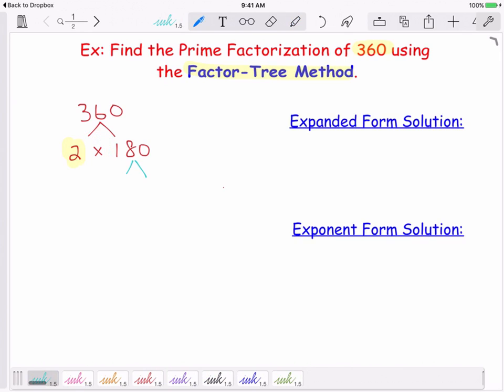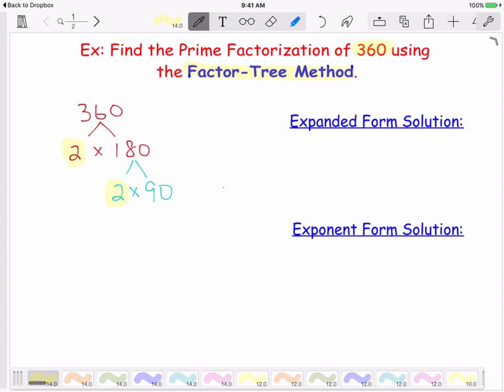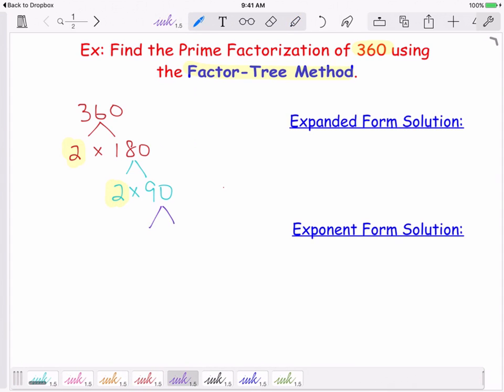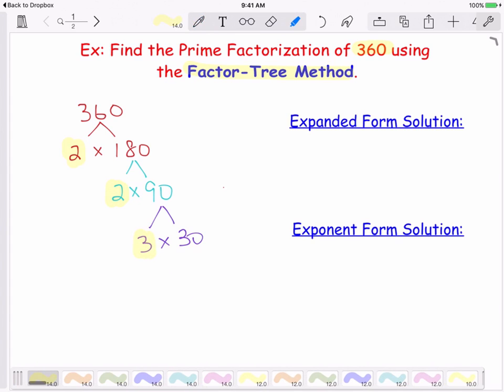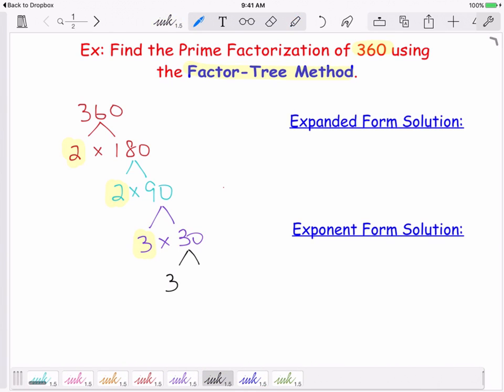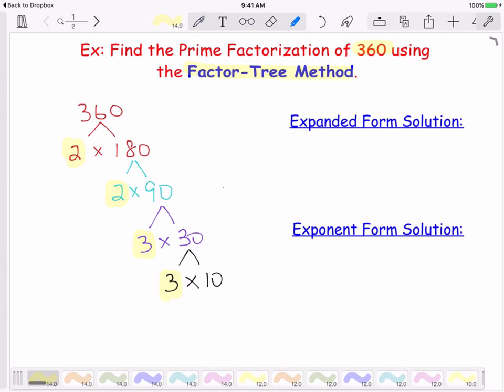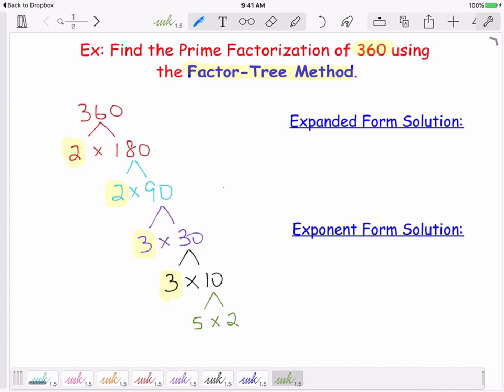180 can be factored further, such as 2 times 90. Again, 2 cannot be factored further, so we highlight it for later purpose. Now, 90 can be factored further, such as 3 times 30. 3 is a prime and it cannot be factored further, so we highlight it again. 30 can be factored into 3 times 10, and we highlight the 3 again because it is a prime number. 10 can be factored into 5 times 2. Since both 5 and 2 are prime numbers, we are done because you cannot factor further.